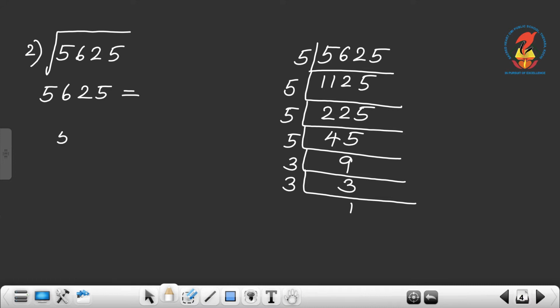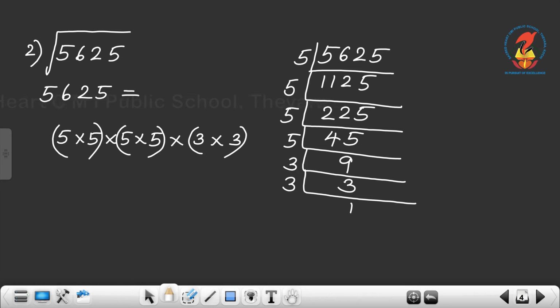5625 can be written as 5 into 5 into 5 into 5, four 5s are there, into 3 into 3. Then after writing all the prime factors, we have to group them into pairs of equal factors. Okay, so one group, then the next one, then the next one.